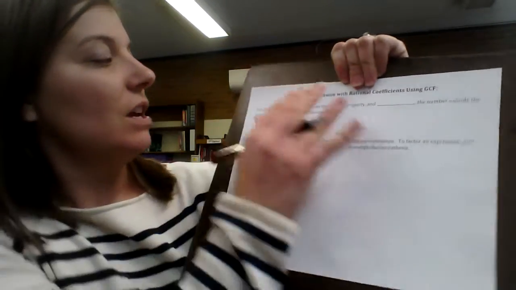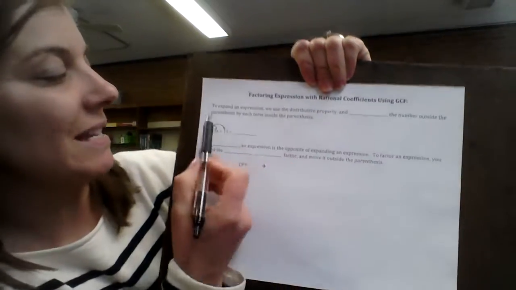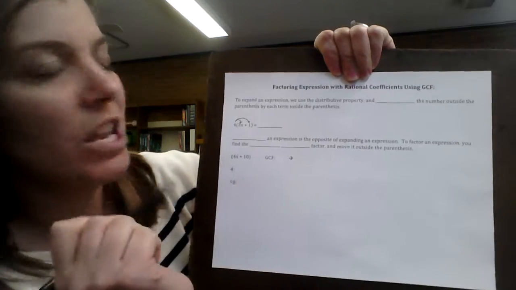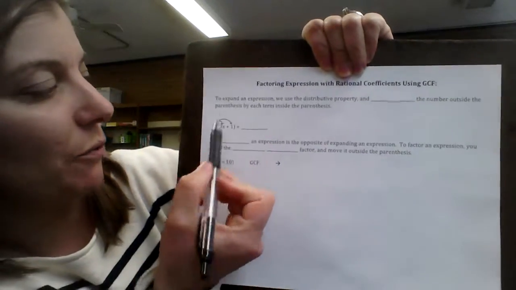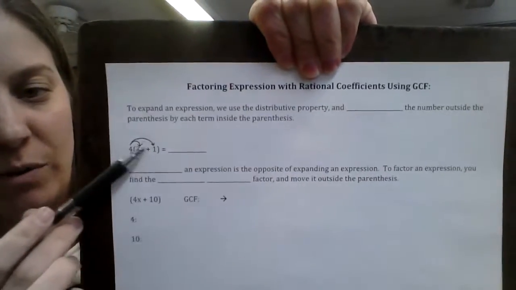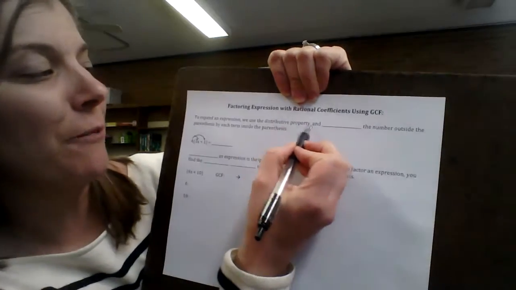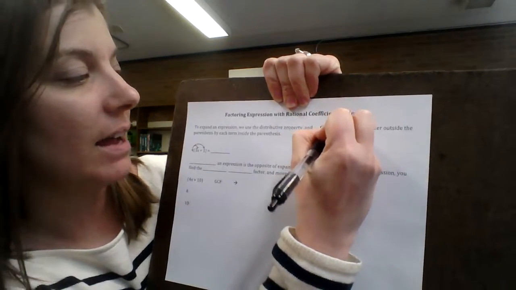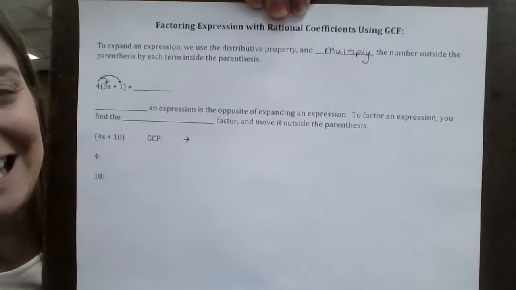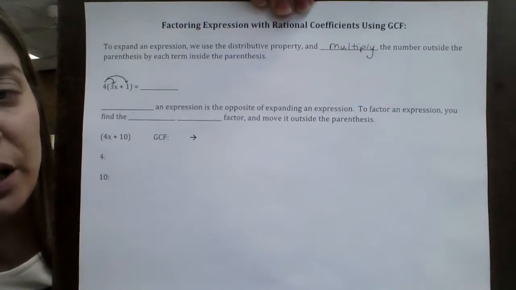All right, so it says to expand an expression, so this is our expression right here. We use the distributive property, okay? If we want to expand that all out, that's the shortened way to write it, and we want to expand it all out, what you are doing is you are multiplying. We use the distributive property and we multiply the number on the outside of the parentheses by each term on the inside. So we just got done practicing this. We're going to do Spider-Man.